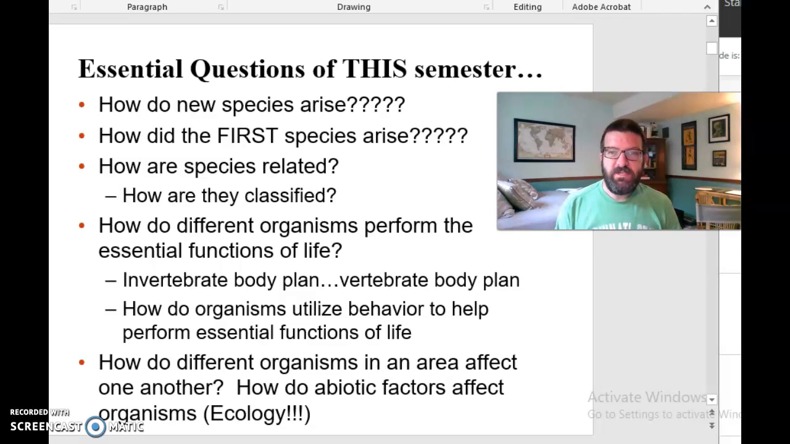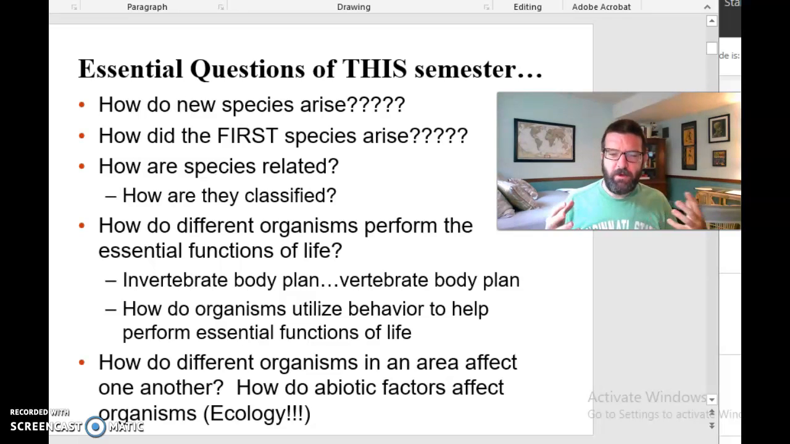How do different organisms perform some of the essential functions of life? So things like gas exchange and metabolism, the breakdown of foods, movement, reproduction. Different organisms do these things slightly differently based on where they live and how large they are and what sort of pressures they have ecologically. And we're going to talk about different ways that those things occur.